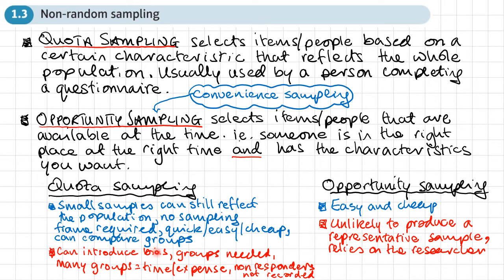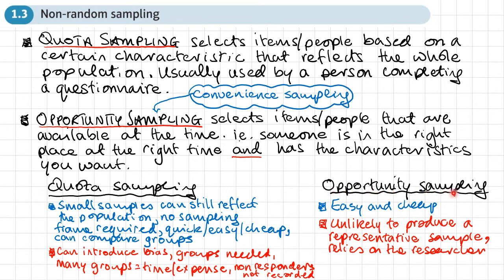Disadvantage is that it can introduce bias, and particularly with this type of non-random sampling. Now you need to divide the population into groups. That could be time consuming and expensive. And if you have lots of groups within your population, that also increases the time and expense required. And anybody that decides they don't want to respond, they're not recorded in the quota sampling. You just move on to the next person.